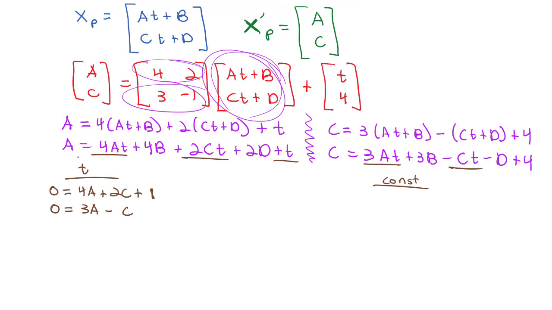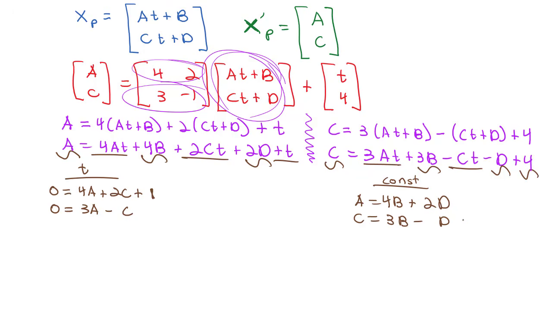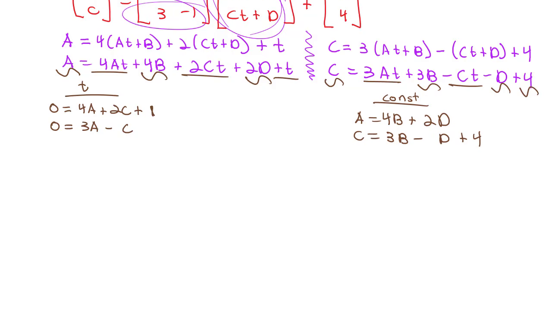For the constants, I've got a equals 4b plus 2d. And from the second equation, c equals 3b minus d plus 4. And these are the equations we need to solve in order to find a, b, c, and d.